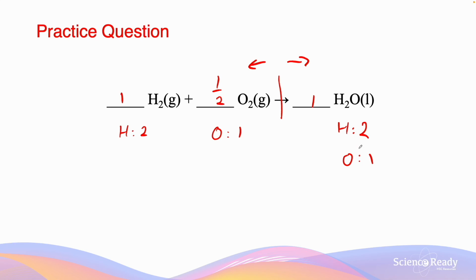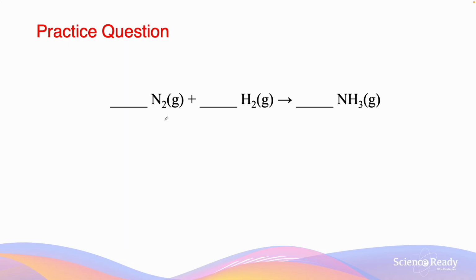However, we commonly would not leave fractions as coefficients, so what we would normally do is multiply everything by 2, meaning now we would have a 2 in the front of H2, a 1 in the front of O2, and a 2 in front of the H2O, which was the same ratio that we had gotten when we started by balancing the oxygen.